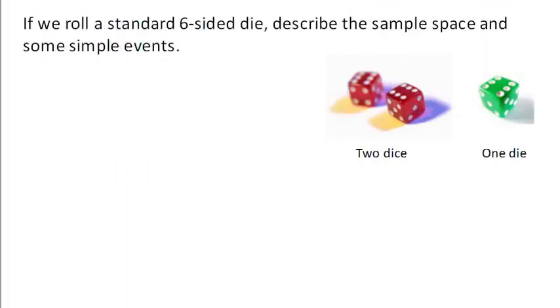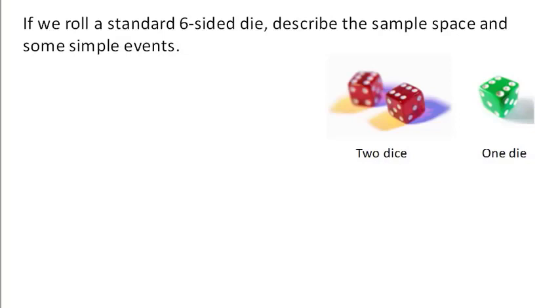So to start out probability, we need to talk about events: simple events, compound events, and sample space. The sample space is all the possible simple events, and a simple event is simply an outcome of an action or an experiment that can't be broken down any further.